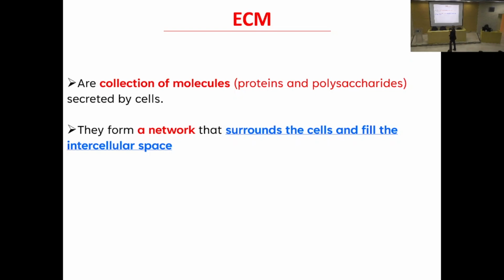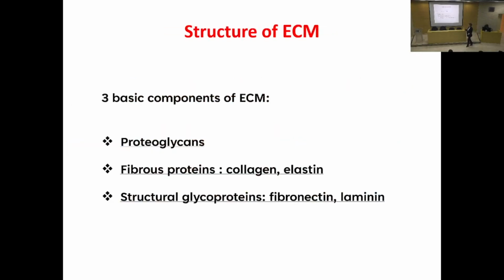So what are the components of the extracellular matrix? What are these proteins which form the extracellular matrix? We have three basic ones, and there are others, but the basic ones are proteoglycan, the fibrous proteins collagen and elastin, and we have other glycoproteins, which are fibronectin and laminin. So we're going to study all of them. All right, let's start first with proteoglycan.